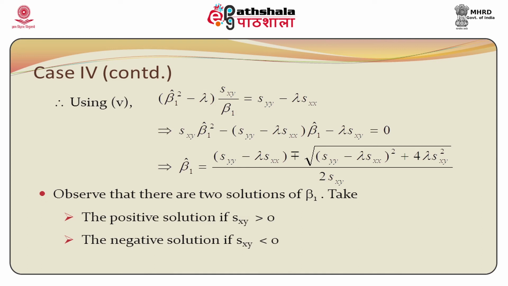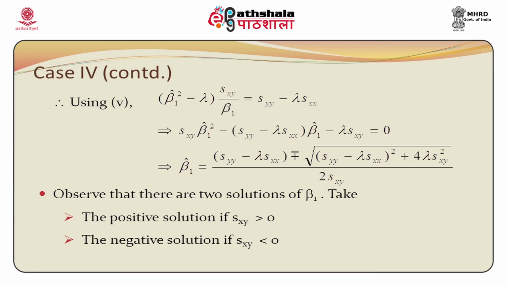So, which of the two solutions of beta 1 hat should you be taking? The negative one or the positive one? In this case, it's easy to understand. Remember what is beta 1? Beta 1 is the slope of the regression of y on x. Now, if y is increasing with x, then the slope is going to be positive, and if y is decreasing as x increases, then the slope is going to be negative. But then if y is increasing with x, covariance Sxy would be positive. If it is inversely related, then Sxy is going to be negative. And we have the Sxy value. So, if Sxy is positive, take the positive solution of beta 1. If Sxy is negative, take the negative solution of beta 1. And that would be the one that you should be using.